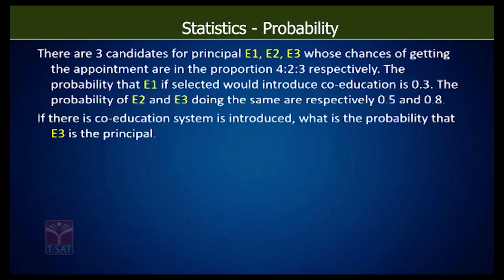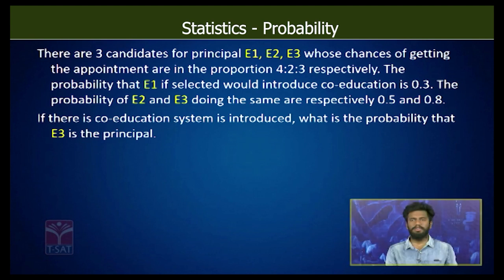So there are 3 candidates for the principal, E1, E2, E3, whose chances of getting the appointment are in the proportion 4:2:3. The probability that E1, if selected, will introduce co-education is 0.3. The probabilities of E2 and E3 doing the same are 0.5 and 0.8 respectively. So if the co-education system is introduced, what is the probability that E3 is selected as the principal? Now let us consider event A, which is introducing the co-education. We can call it probability of A is equal to probability of introducing the co-education.